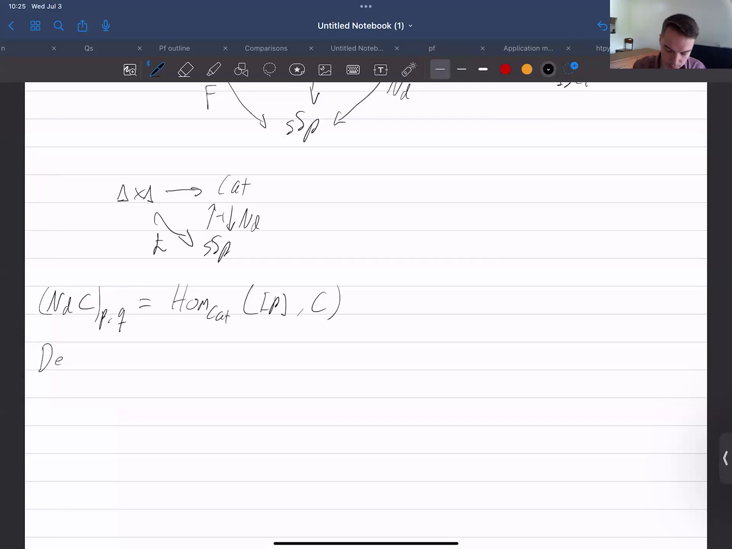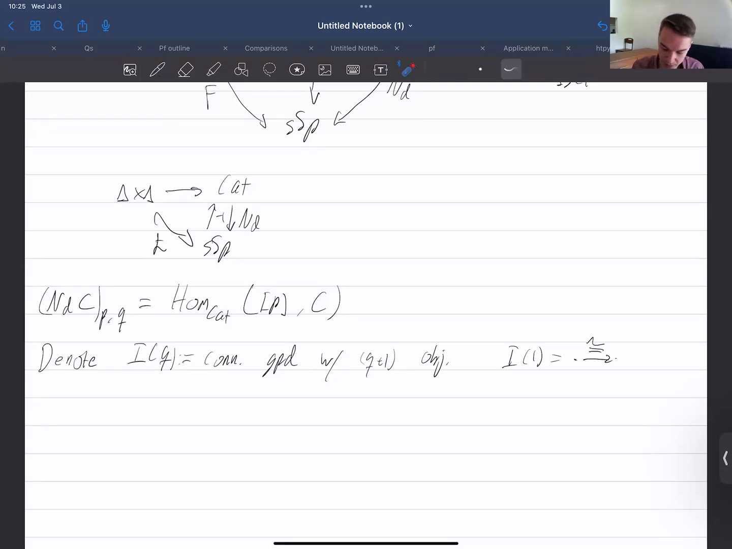Okay, so if we denote I of, say, Q to be the connected groupoid with Q plus 1 objects. So for example, if we take I of 1, this would be just 2 points and a single isomorphism between them. So in general, in this I of Q, we have a chain of Q isomorphisms.